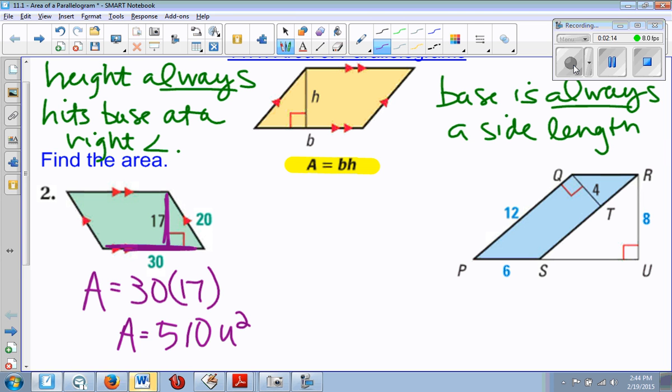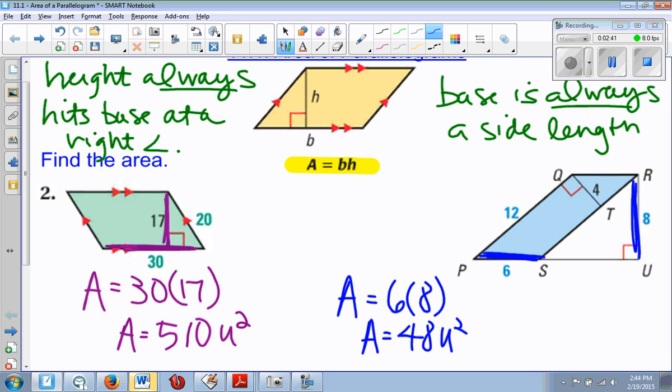In the next problem, we have a parallelogram. There are actually two different ways we could find the area of this, so we're going to find it both ways and show that it's the exact same answer. If I say that 6 is the base of the parallelogram, the length that hits that base at a right angle is this length out here of 8. If I use those as my base and height, 6 and 8, I get an area of 48 units squared.